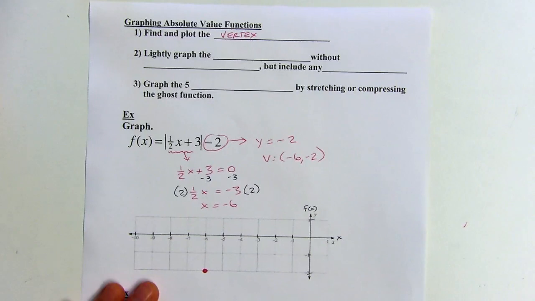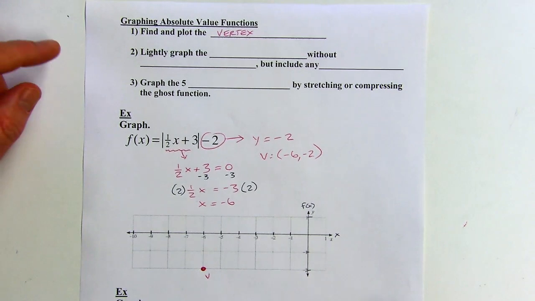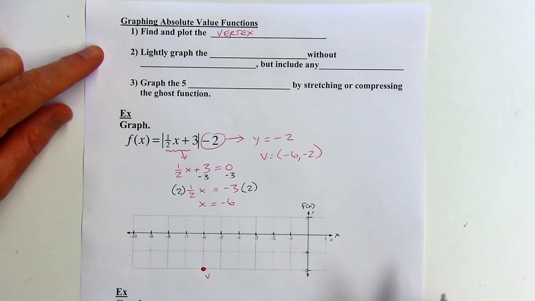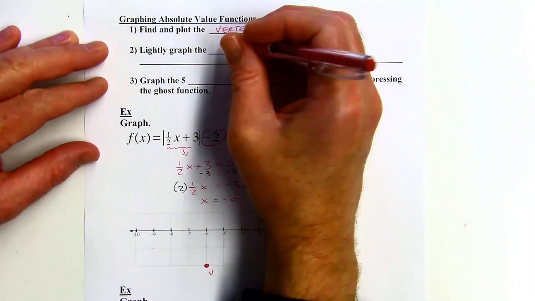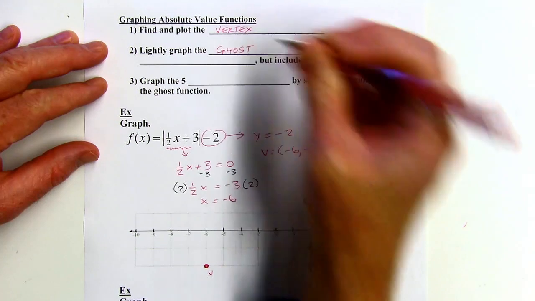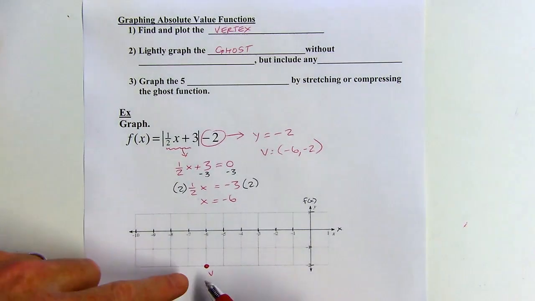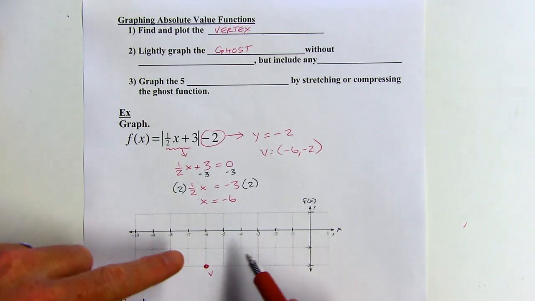Once you get the vertex in place, there's my vertex, I'll put a little v for it. It's not going to move with any stretches or reflections or shrinks or anything like that, okay? All right, so step 1 is complete. Step 2, I'm going to lightly graph what I call the ghost. It's just something I made up. So what that is, the ghost, is my parent graph, but opening from this vertex, okay?